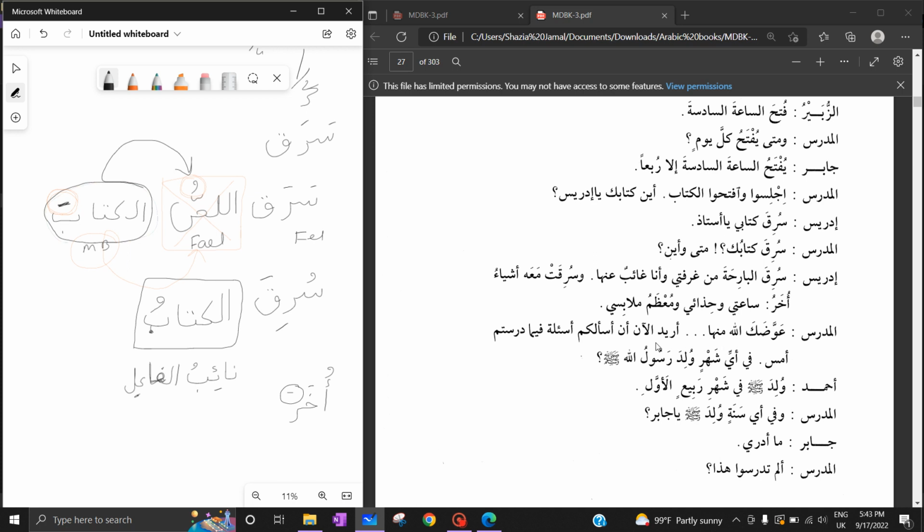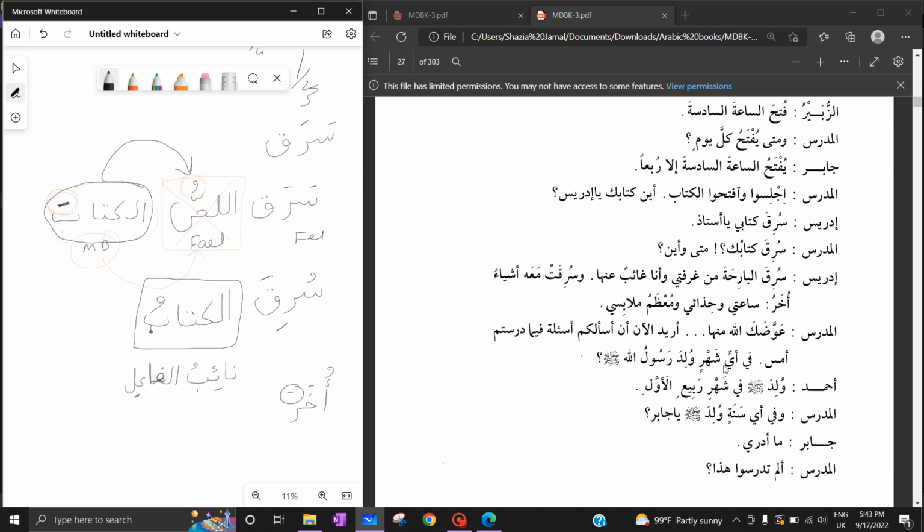Then uridu al-ana. Uridu means I want now an as'alakum as'ilatan fima darastum ams, I want now to ask. An as'alakum, this is a nasb tool, that's why the lam has a fatha. I want to ask you all as'ilatan, questions, fima darastum, that which you learned, or that you were taught yesterday.